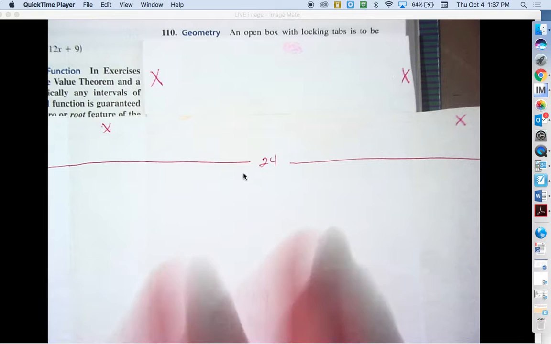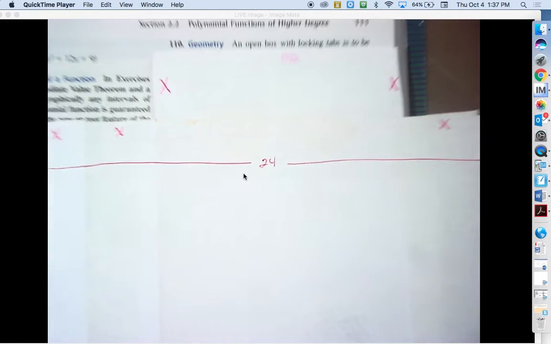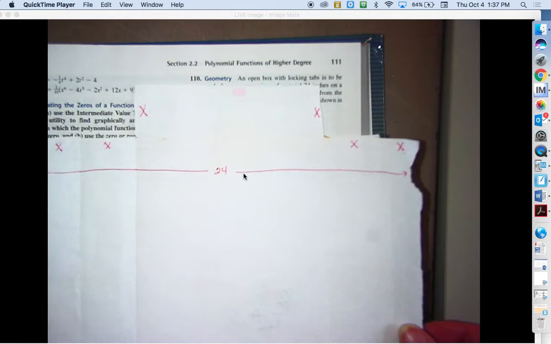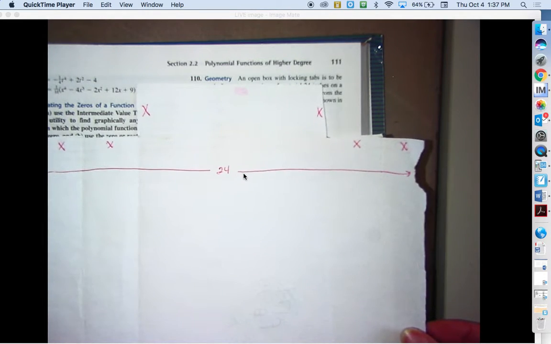It says that you fold up the corners of the side, and it has drawn on there that each one of those folds is a distance of x. So we have a length of 24. This is my 24-inch piece of paper, even though it really isn't.